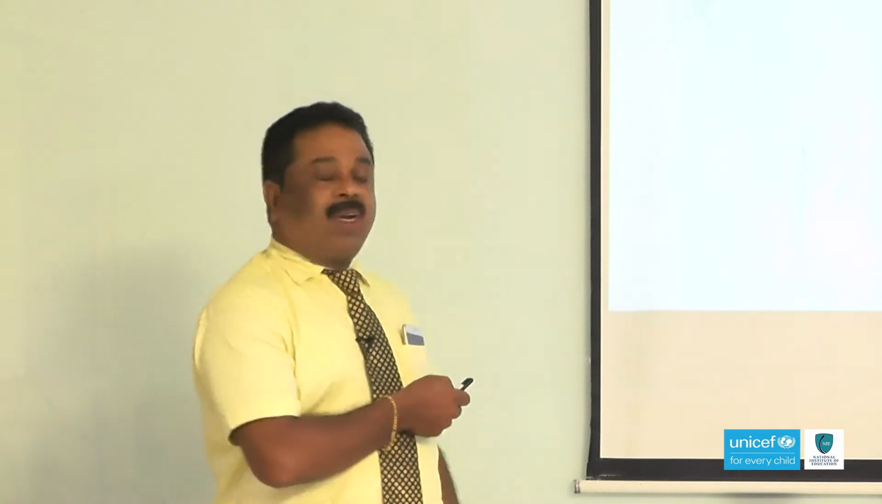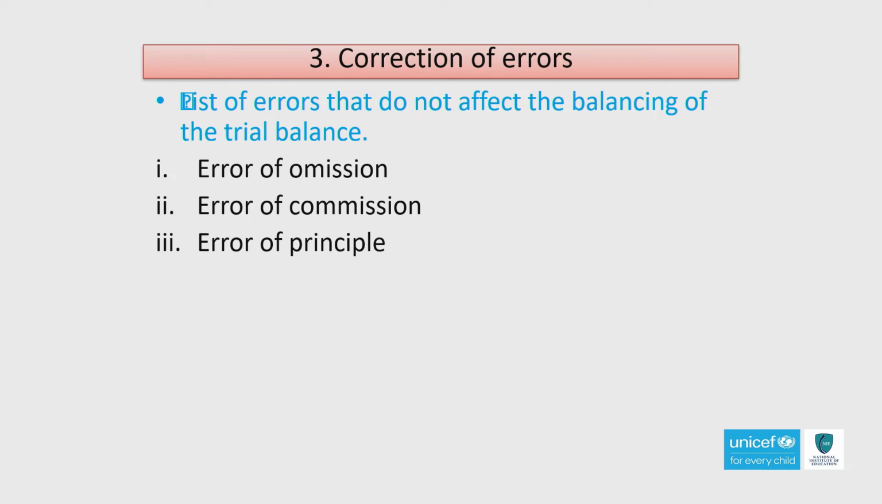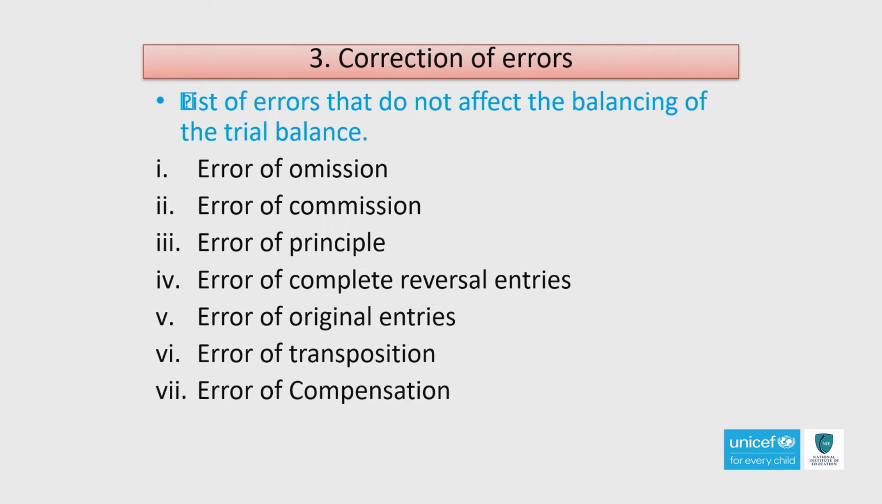See, the first one, error of omission. Number 2, error of commission. Number 3, error of principle. And 4, error of complete reversal of entries. 5, error of original entries. 6, error of transposition. And 7, error of compensation.